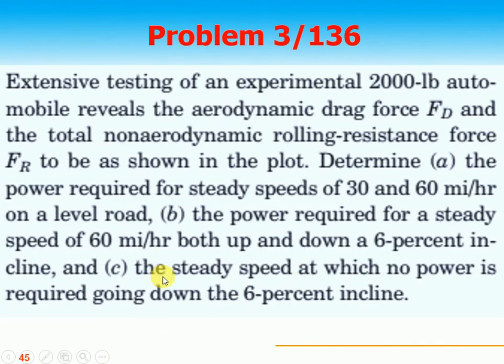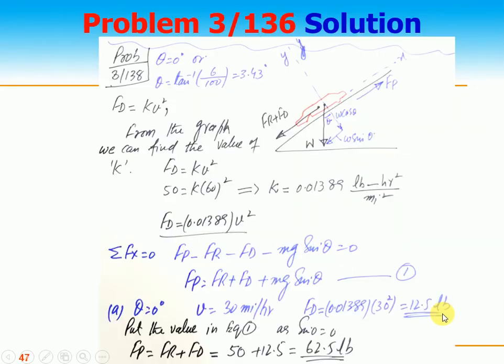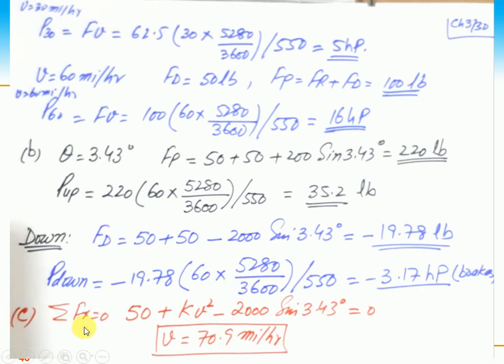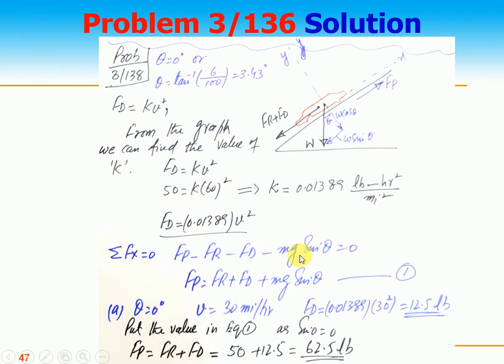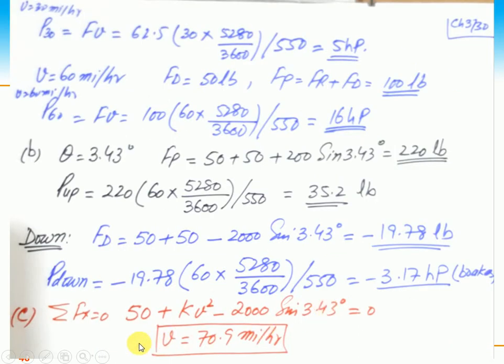Now the last part of this question, the steady speed at which no power is required going down. Steady speed means velocity is constant, so Fx is equal to 0 in that case. 50 plus kV square minus 200 sin 3.43 equals 0. I just find the velocity, which is 70.9 miles per hour at steady speed. Steady speed means there is no acceleration, so that is equal to 0. 50 is the rolling force, this is the drag force, this is the weight component downward. The same equation, but it should be equal to 0. So I just put this in and find the value of the velocity.